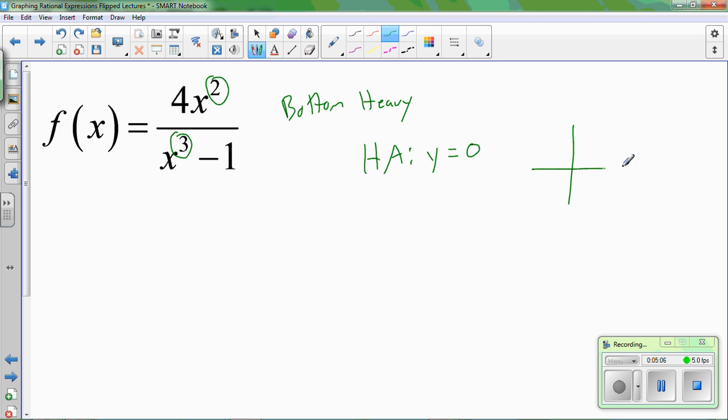And so if you had a quick little graph here, if we had the x-axis, that would be your horizontal asymptote, the axis itself. The x-axis is the equation y equals 0. The y-axis is the equation x equals 0. So those are your three scenarios.